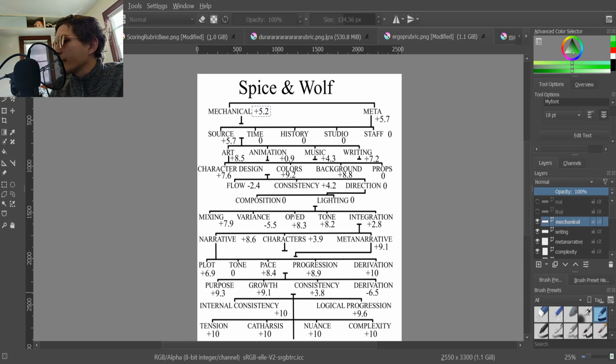So we're going to add both of those up, 5.2 plus 5.7 divided by 2, giving us, oh, I messed up the math there. I misclicked. All right, let's clear that. Let's do that again. 5.2. For those of you who are following along, you probably already figured out what the final is going to be. Divided by 2 gives us a 5.5 final score for Spice and Wolf.